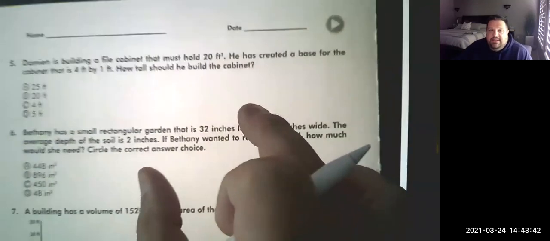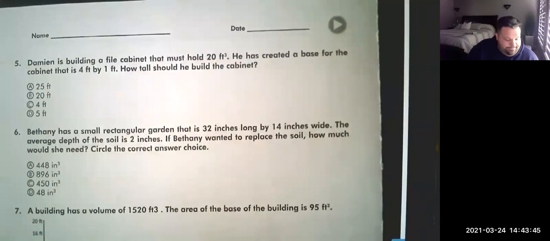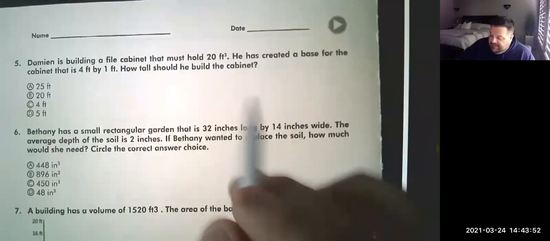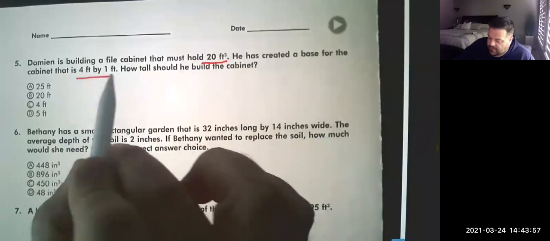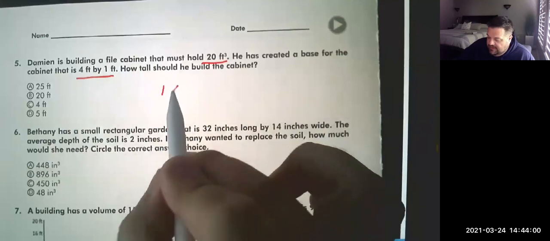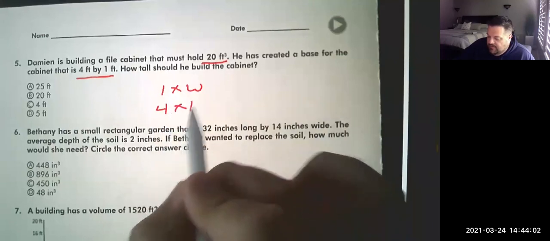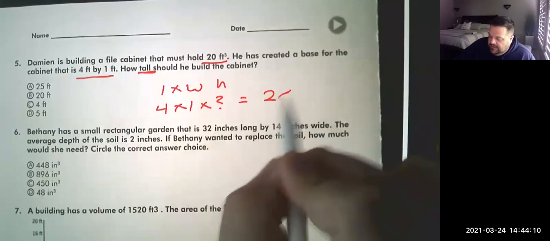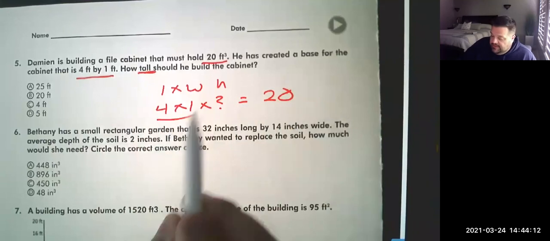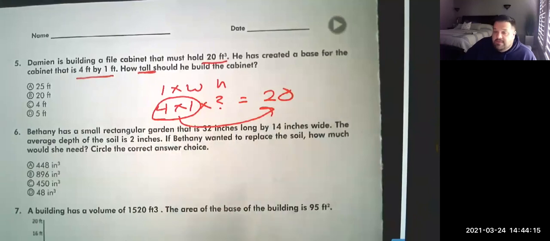All right, take a look at number 5. Okay, so they're giving us the answer of 20, right? And they're telling us the cabinet is 4 by 1. So that is your length and width, 4 and 1. We need to find the height. How tall the height is, our question mark, and the volume equals 20. So you would multiply this out and get 4, take that 4 and put it into the 20 by dividing, and you should get your answer.